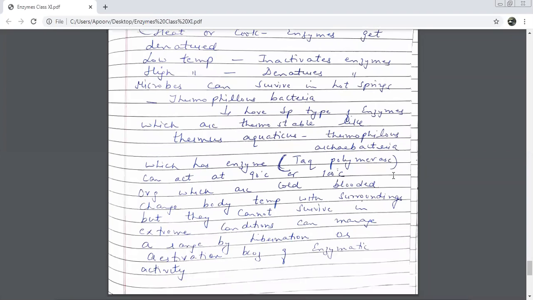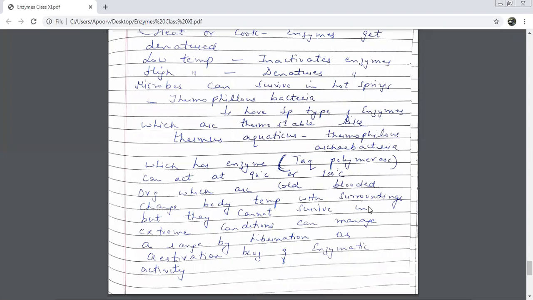What is the name of the enzyme? Taq polymerase. It's a special enzyme. What is the range of enzymes I told you in the beginning when I started the topic where they can act maximum? 25 to 40. Very good. But this Taq polymerase enzyme can act even at 90 degrees Celsius or 100 degrees Celsius. This is something different. Only very few enzymes are there. This is a very special enzyme. It is a heat resistant enzyme, Taq polymerase enzyme.